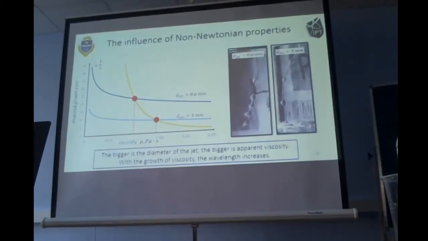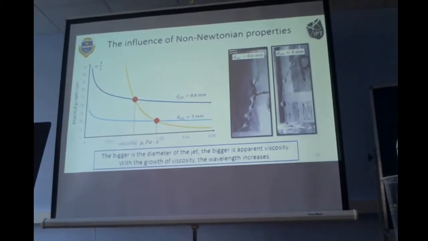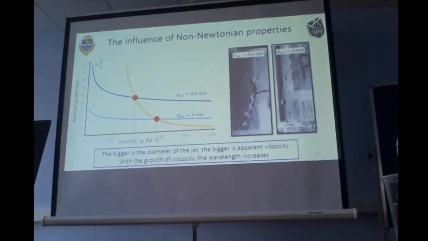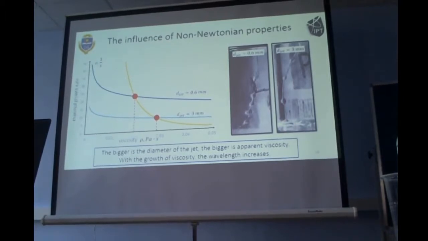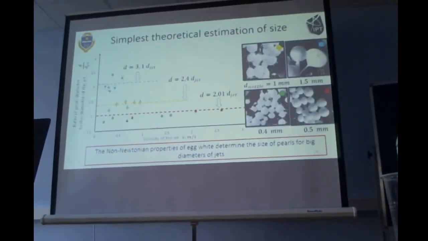And now we can see that the bigger the diameter of the jet, the bigger the apparent viscosity. This is caused by the increase of the growth rate of instability with the decrease of the diameter of the jet. So, with the growth of viscosity, the wavelength significantly increases, and you can see that this is the main cause of our experimental results. And you can see that now our theory describes our results quite well.